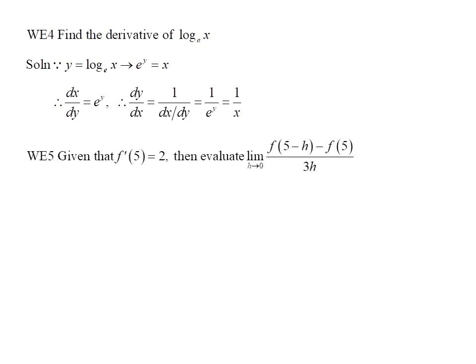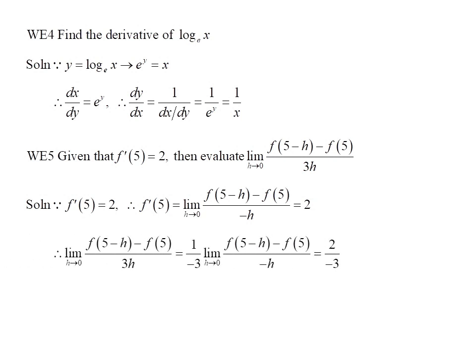Example 5 is to evaluate the limit of f of 5 minus h minus f of 5 all over 3h as h approaches 0, given that f prime of 5 equals 2. Since f prime of 5 equals 2, and based on the first principle, f prime of 5 is written to the limit of f of 5 minus h minus f of 5 all over negative h, which equals 2.